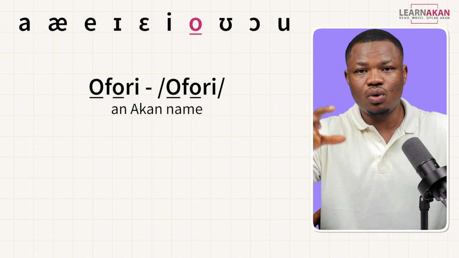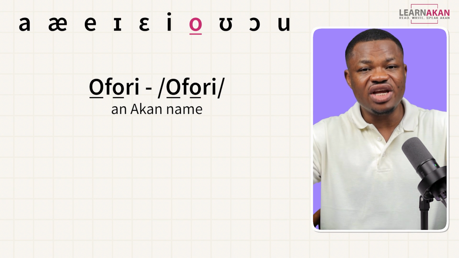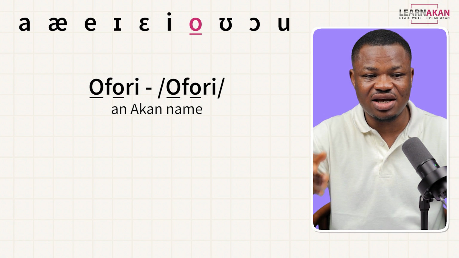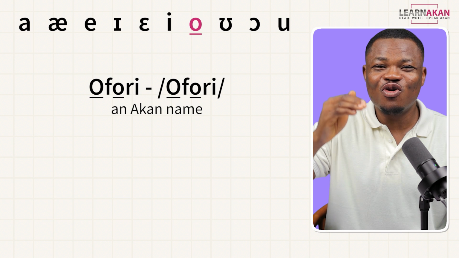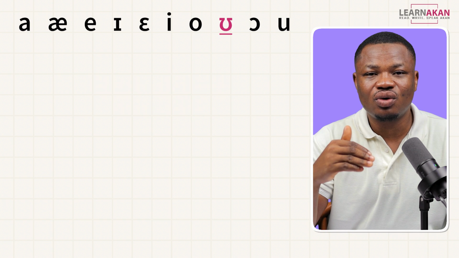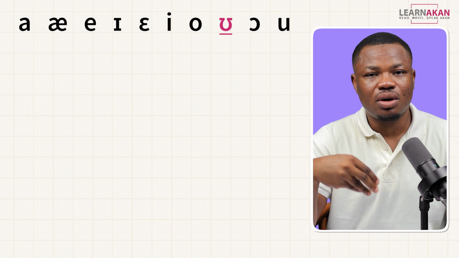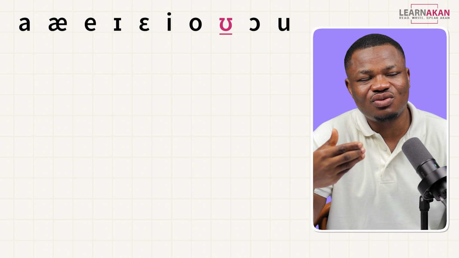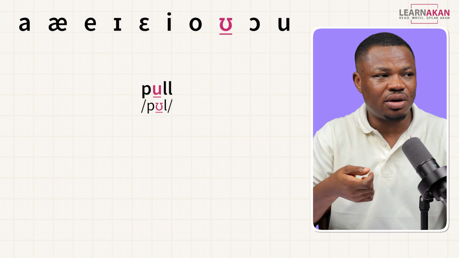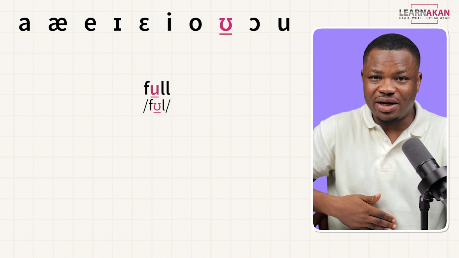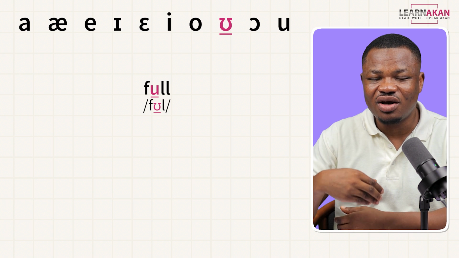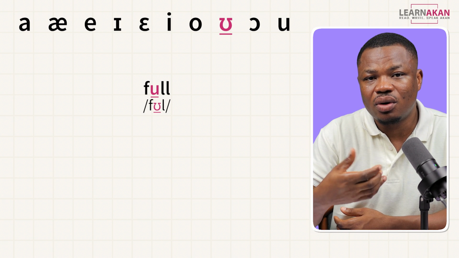So here, Ofori, right? Not Ofori. Don't say Ofori. It's Ofori. Okay. The second sound of this vowel is O. And this is similar to what you find in the middle of po, right? When you say po, or fo, right? When you say fo, that O in the middle is similar to this. So we have O.